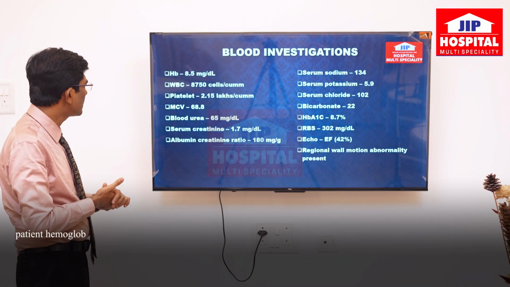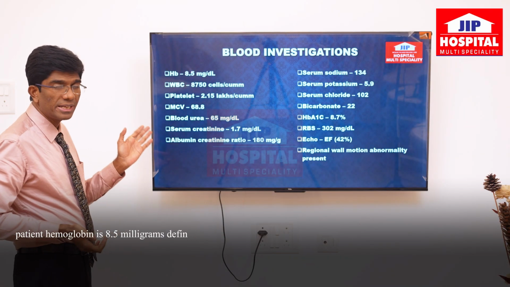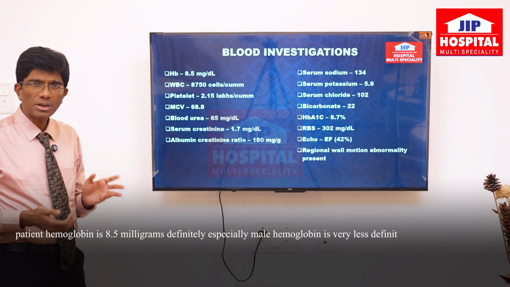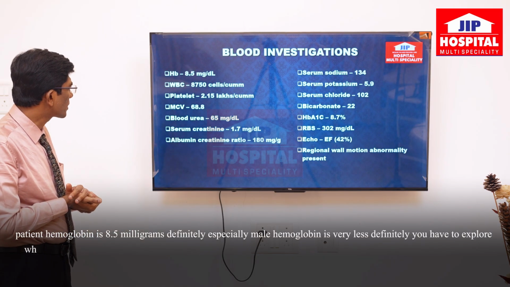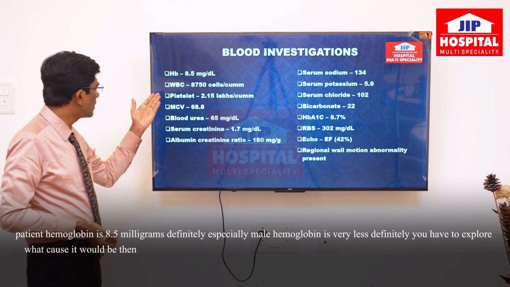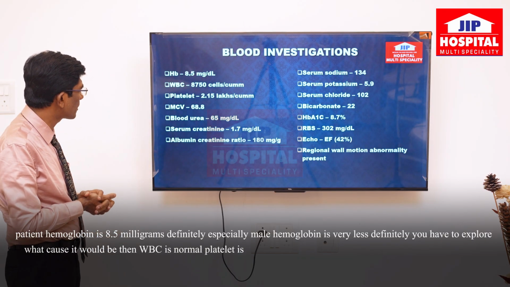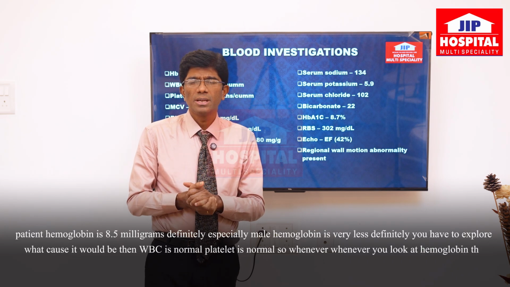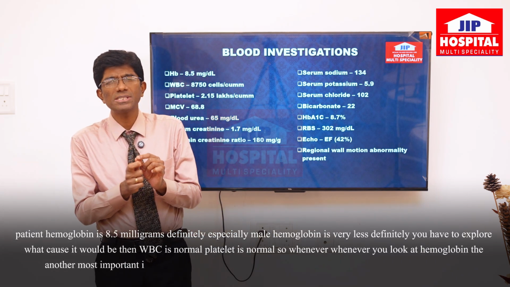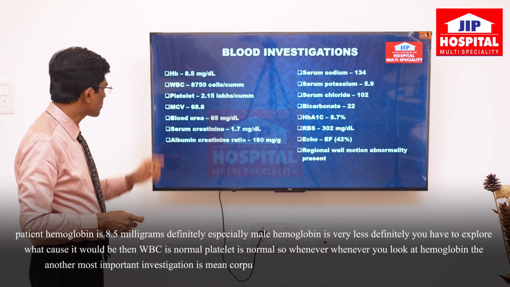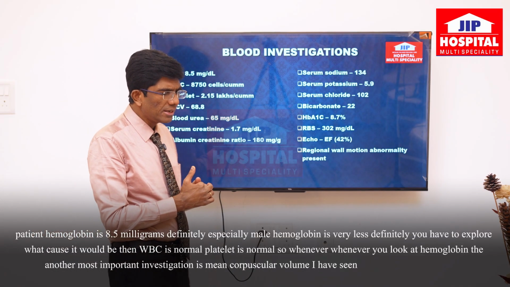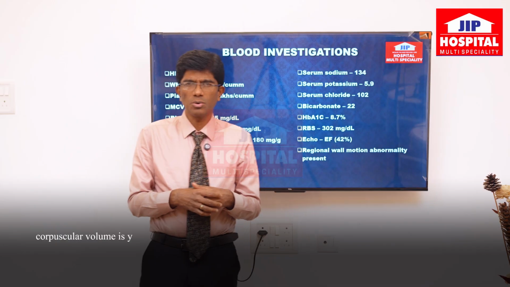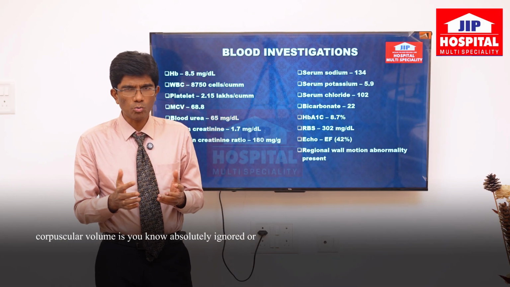Patient hemoglobin is 8.5 milligram, definitely, especially male, hemoglobin is very less. Definitely you have to explore what the cause would be. Then WBC is normal, platelet is normal. So whenever you look at hemoglobin, another most important investigation is mean corpuscular volume. I have seen many times this mean corpuscular volume is absolutely ignored or overlooked.